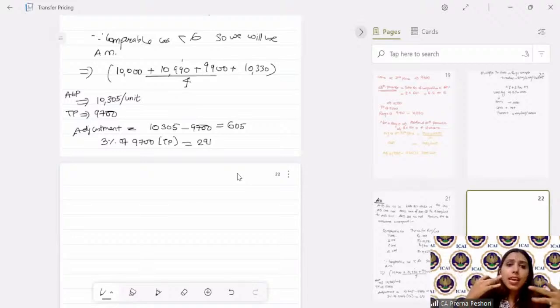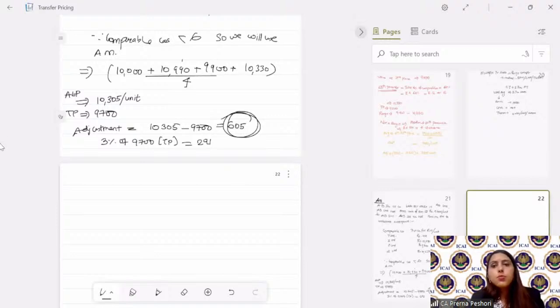See, ALP is a subjective exercise. The comparables I find, the AO may reject. AO may also reject my method because I may find RPM as the most appropriate method, and AO may say TNMM is the most appropriate method. Therefore, ALP is a very subjective exercise. But if the difference is very minor, there is no point in making any addition. But if the difference is more than 3% of transfer price, they will make the addition. So 605 will be made as an addition. Are we clear? Is this very crystal clear?